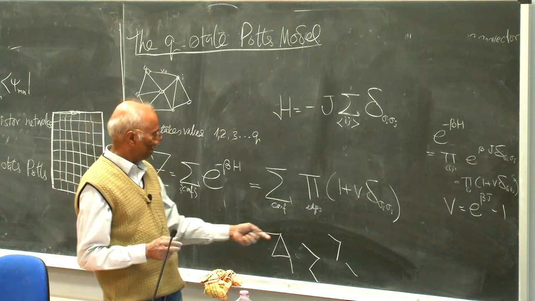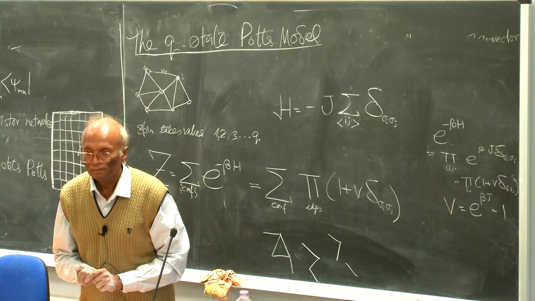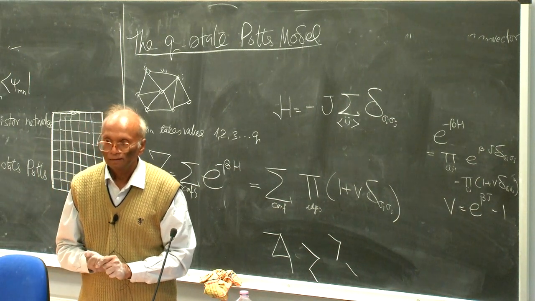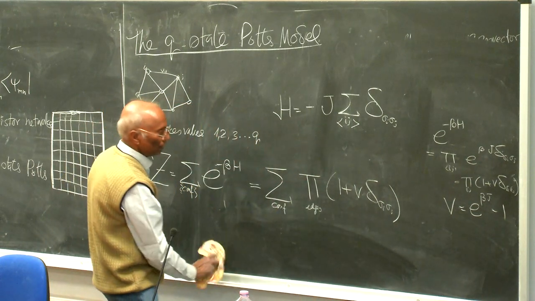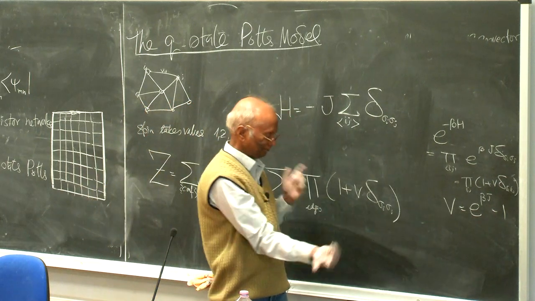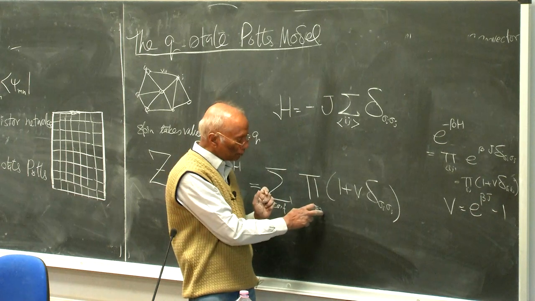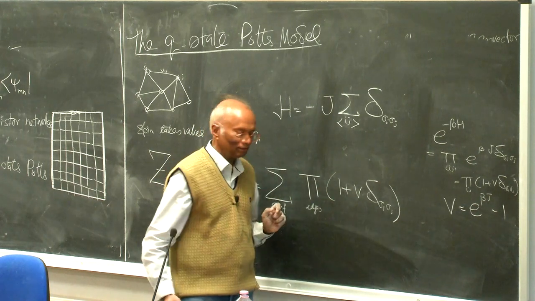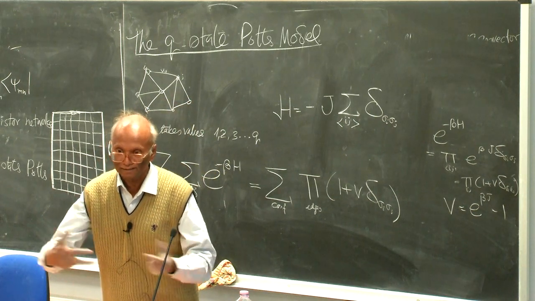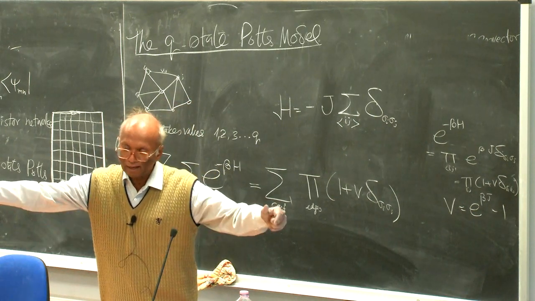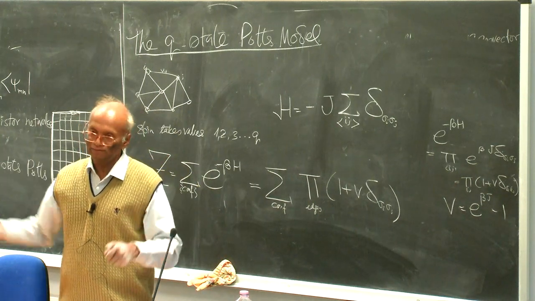Okay, what about graphs? I can't understand how we get graphs from this. Okay, very good. What I'm doing is expanding this product. It's a product over edges. How many terms are there? If the number of edges is E, then there are E factors. Each is two terms, so there will be 2 to the power E different terms in the expansion.